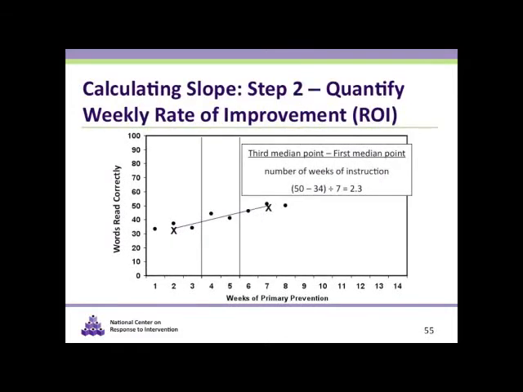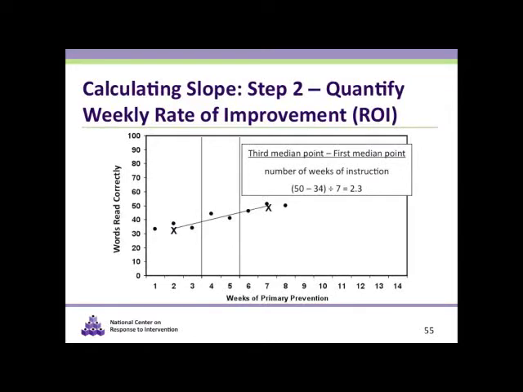Calculating slope, step 2, quantify the weekly rate of improvement, or ROI. The slope is calculated by first subtracting the median point, notated with an X, in the first section from the median point, notated with an X, in the third section. This is then divided by the number of weeks of instruction.